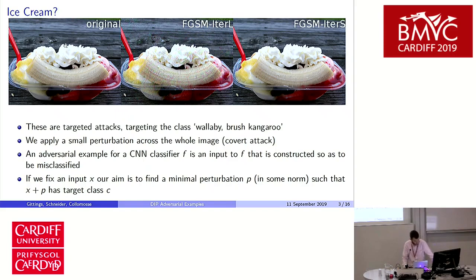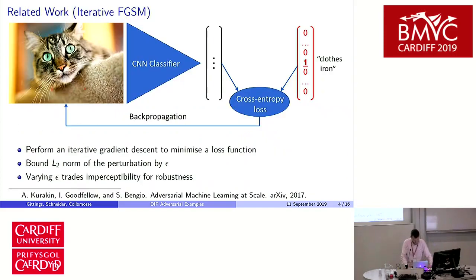And so these are targeted attacks. We picked what class we wanted to target. We don't have to do that. We can also just say we want it to not be the correct class. And in this case, we applied a small perturbation across the whole image. There is another way we can do this that we'll talk about later, where we apply a large perturbation and only apply it to a small region of the image. So now I'll explain how other people have been producing these examples.